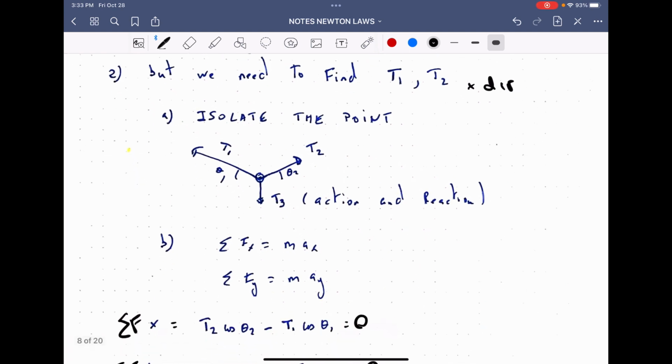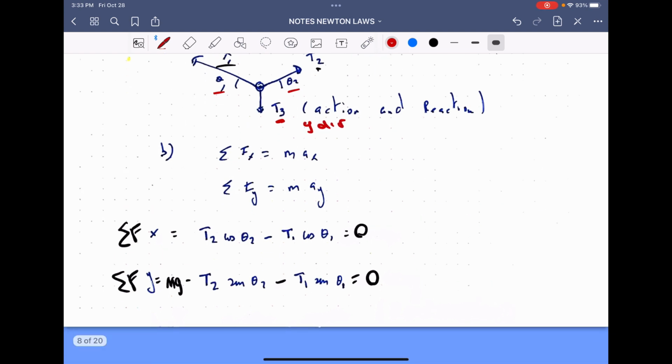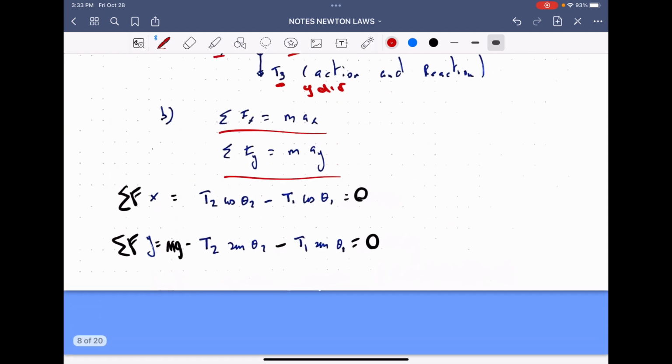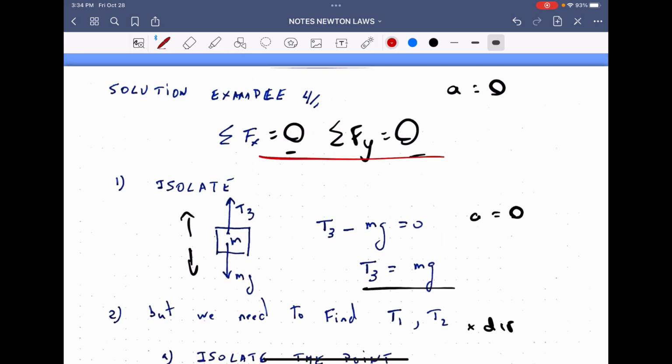So we isolate the point. We have T1 here, we have T2 here, and then we have the angles theta 1 and theta 2. And then there's T3 here, which has to do with the y direction. So we use these two equations to solve the exercise. Here we have the first equation, which is the sum of all the forces in the x direction is equal to T2 cosine of theta 2 minus T1 cosine of theta 1, which is equal to 0 because we determined that it was equal to 0 right here.